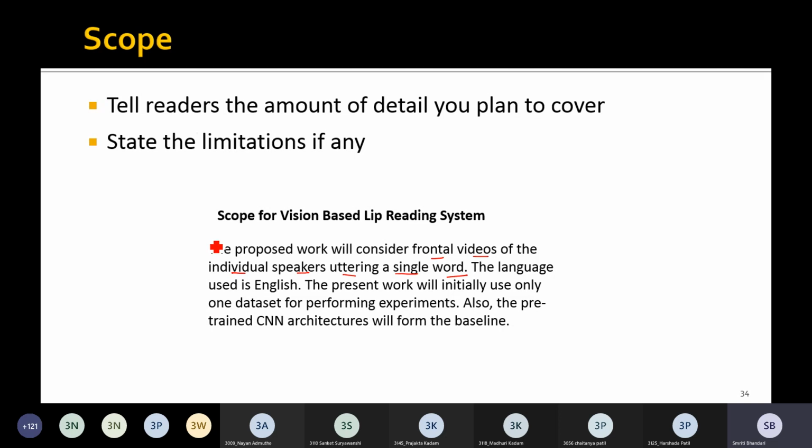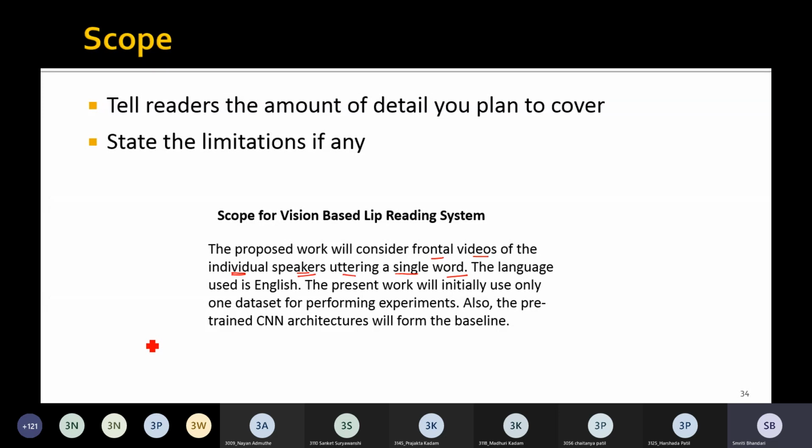So what is expected? It is expected that the videos the system will analyze should be acquired in a frontal orientation, frontal direction. So the entire face of the person should be visible. Then and only then can the lip movements be analyzed. Okay, so it has been mentioned clearly. The proposed work will consider frontal videos of the individual speakers. Also, it has been mentioned here.